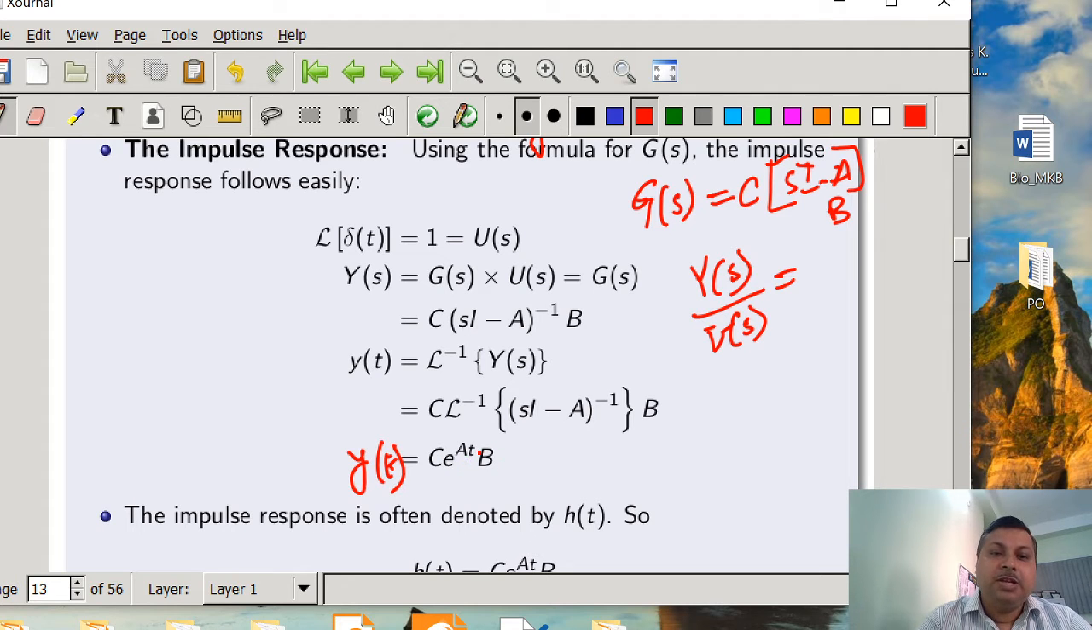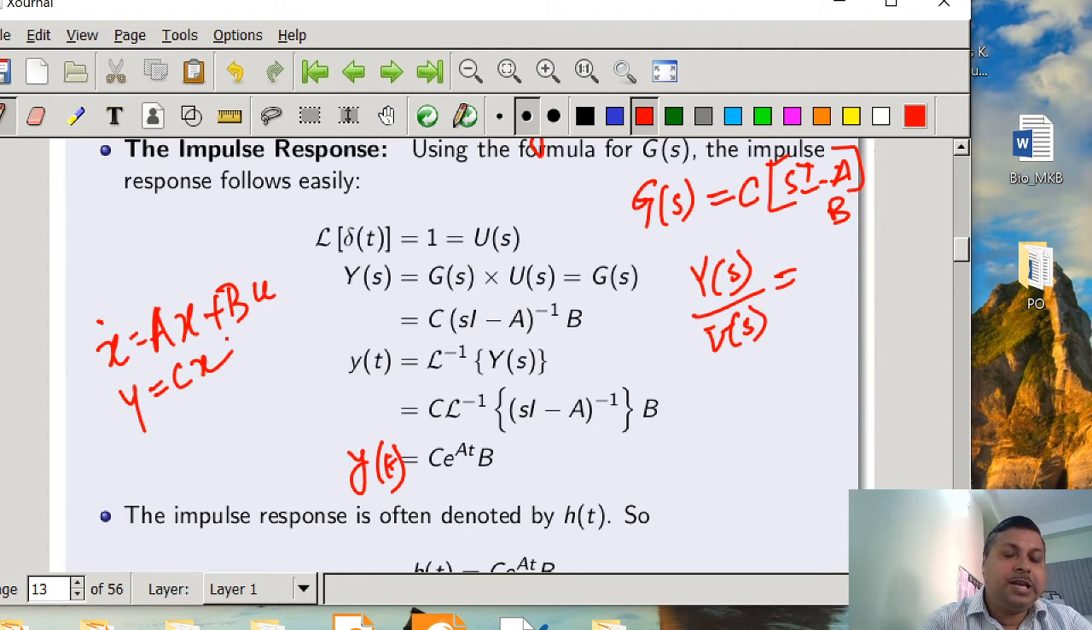So if a system representation is given in state space, that is x dot equal to Ax plus Bu, and y equal to Cx, and it has been asked to compute the impulse response of the system, then we can use this expression directly, that is C into e to the power At into B. So we are calculating the time response, meaning the impulse response, directly in the time domain. But to compute the impulse response in time domain, we have to compute e to the power At. So till now we don't know how to compute e to the power At.